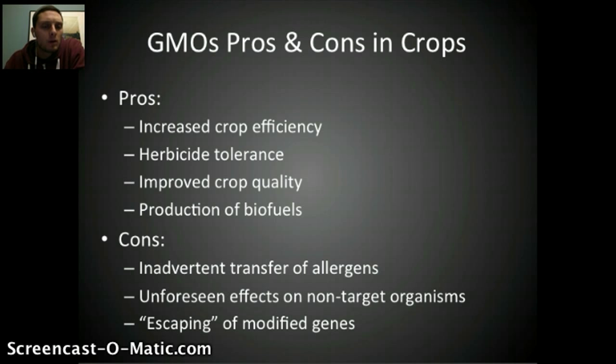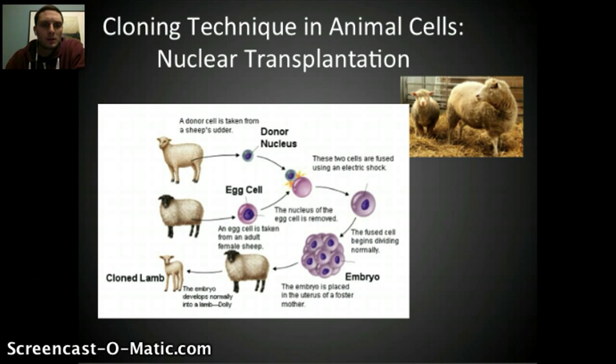And so the next thing that we want to look at is how we can actually clone organisms and how this process works. As you probably know, one of the first successful examples of this was Dolly, the sheep that was cloned. And this process is called nuclear transplantation. We're transplanting a nucleus of one organism.